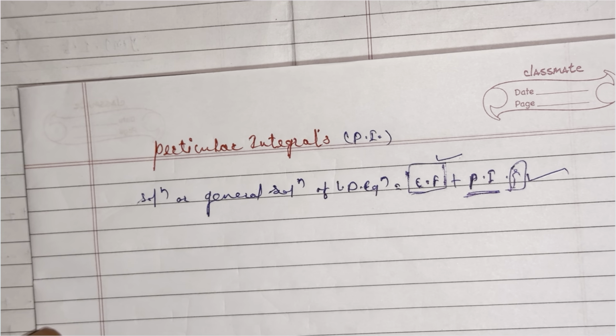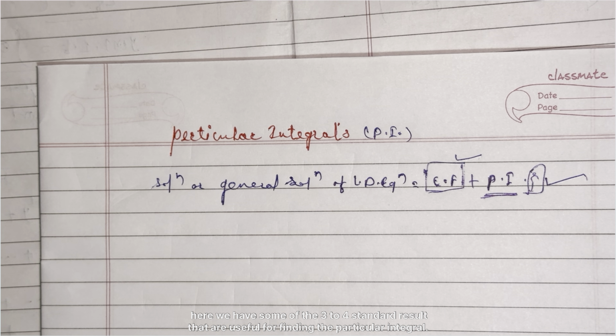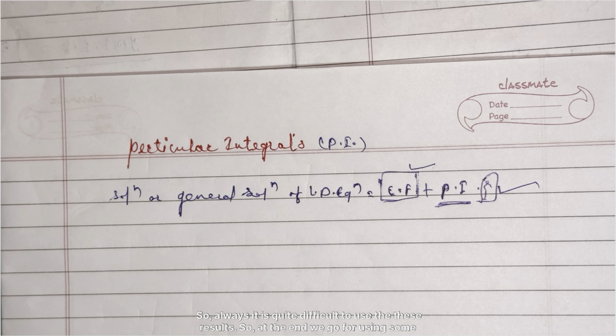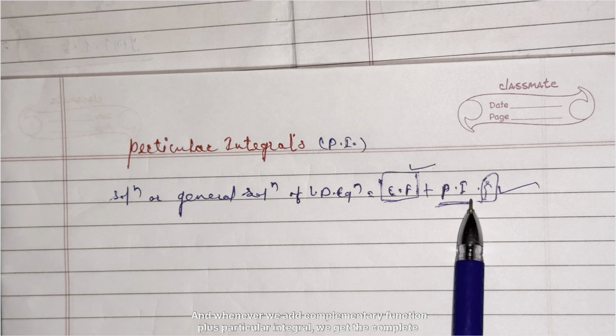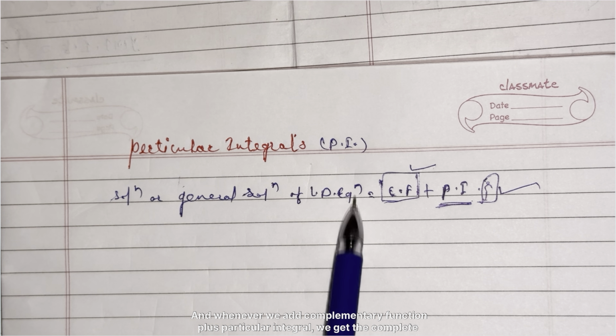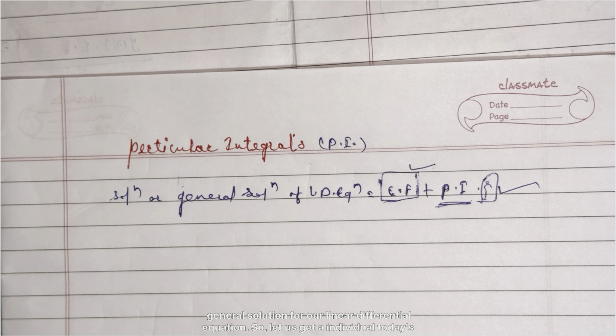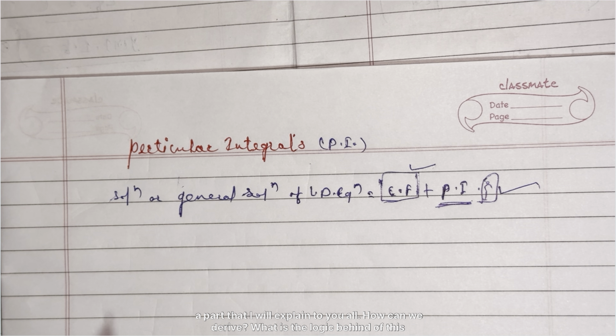Here we have three to four standard results that are useful for finding the particular integral. It is always quite difficult to use these results directly, so in the end we go for some tricks to solve our linear differential equation for the particular integral. Whenever we add complementary function plus particular integral, we get the complete general solution. Let's see how we can derive these results and what the logic behind them is.